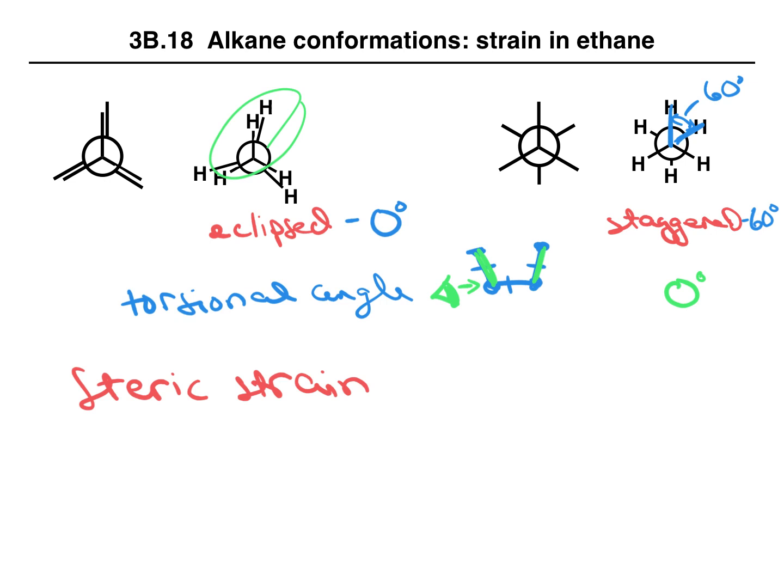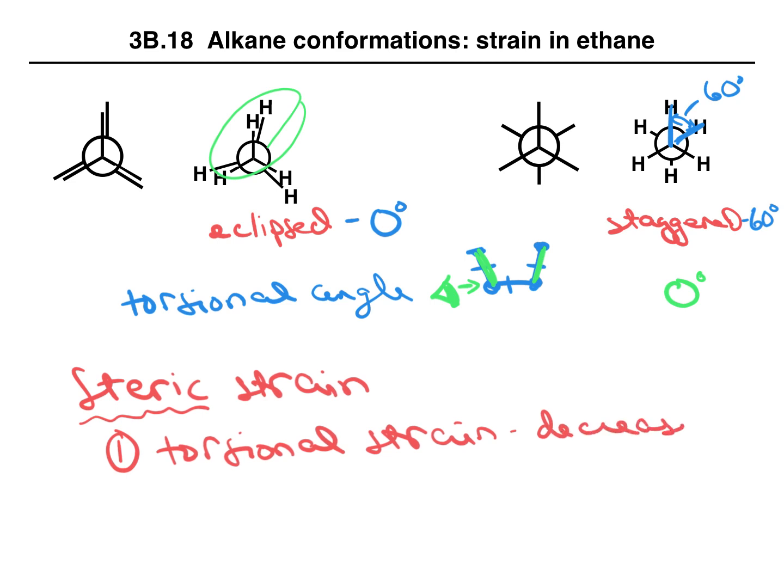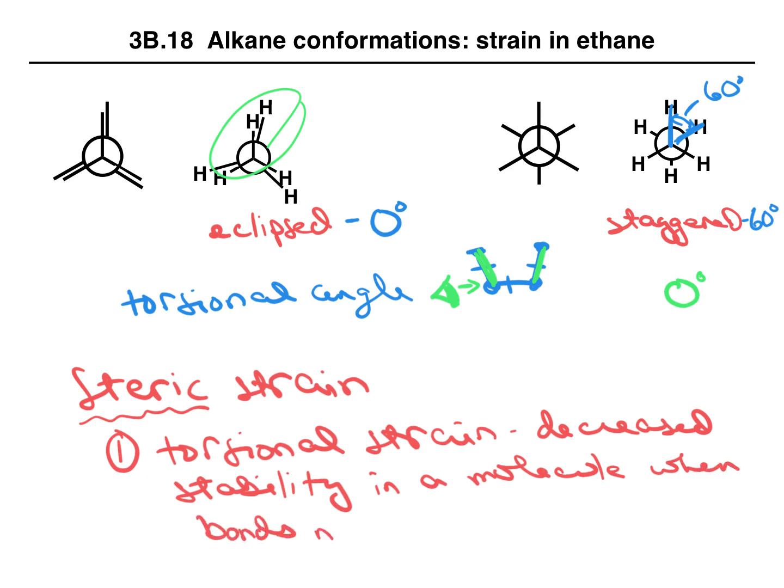So there are different types of strain that can make a molecule less stable, and it has to do with the spacing overall. So the first one that we have here is called torsional strain. And this is decreased stability in a molecule when the bonds are not staggered.